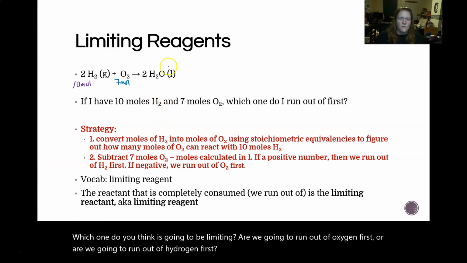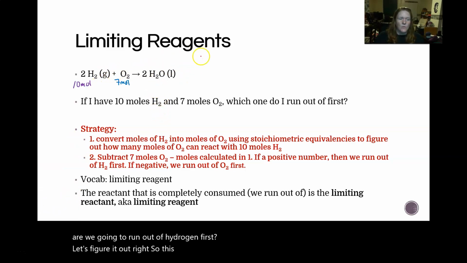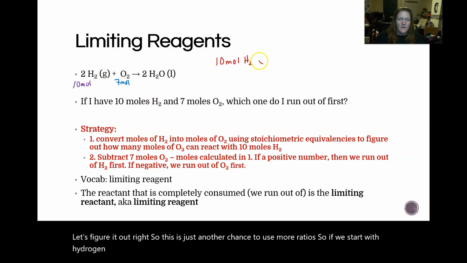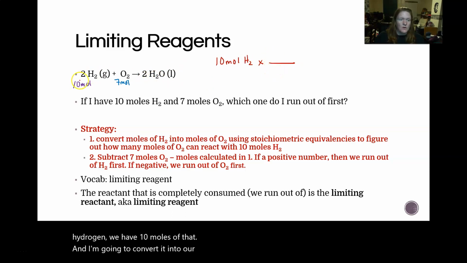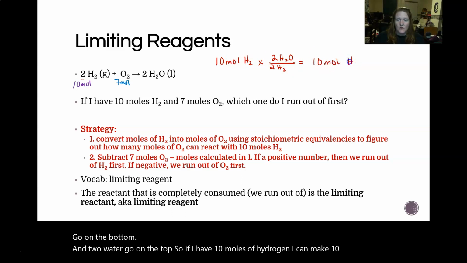Well, let's figure it out, right? So this is just another chance to use mole ratios. If we start with hydrogen, we have 10 moles of that, and I'm going to convert it into our product. So 2 hydrogen go on the bottom, and 2 water go on the top. So if I have 10 moles of hydrogen, I can make 10 moles of water. Okay, this is a 2-to-2 ratio.